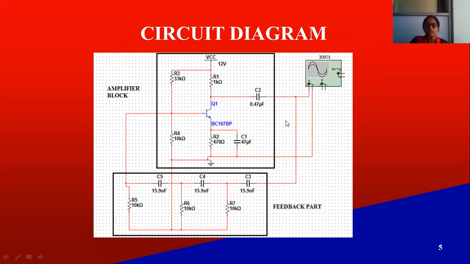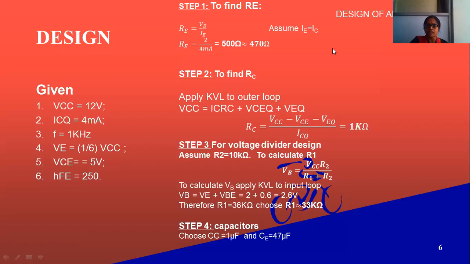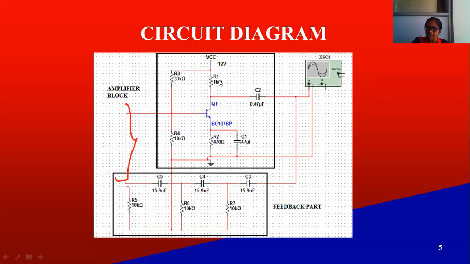In order to design the RC phase shift oscillator, the design procedure is, first I need to design the amplifier part, then I need to design the feedback part. To design the amplifier part and the feedback part, these are the given parameters from the data sheet. From the data sheet I got these design specifications. To start with, from the amplifier part, I need to design RC, RE, R1, R2.